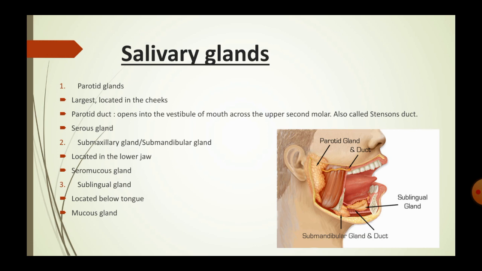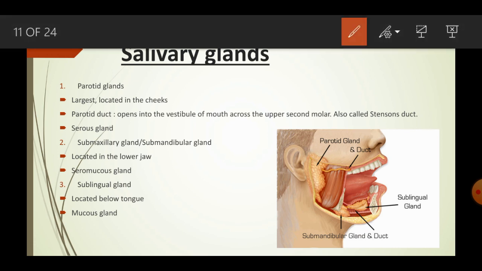The first one is the parotid glands. The parotid gland is the largest salivary gland, located in the cheeks, to be more specific, behind the masseter muscle, which is the strongest muscle in the body.